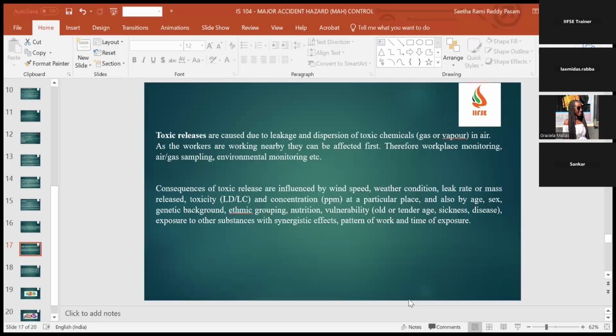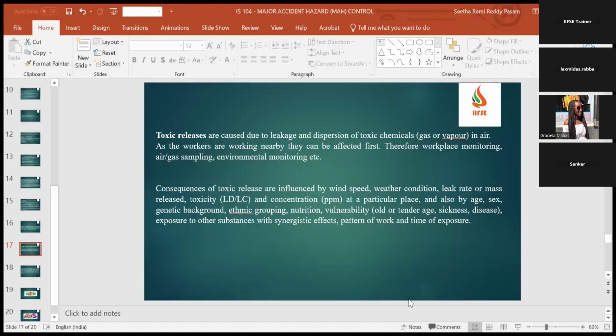Even total mass released; leak rate means per minute or per hour or per day. Total mass released means how much amount of chemical is released to the atmosphere. Then toxicity, so as I mentioned, LD50 or LC50. LD means lethal dose, LC means lethal concentration. If you take an example of toxic release, here we should consider only LC, because when I say LC, it is a concentration in the atmosphere.